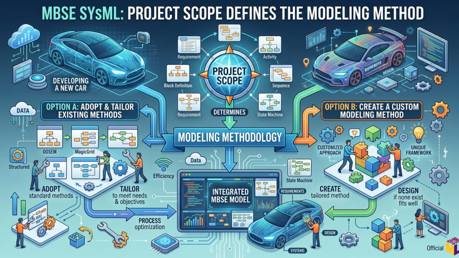Once we've nailed down that scope, it actually dictates the next big step: choosing the specific modeling method our team is going to follow. Now, we don't necessarily have to reinvent the wheel here. There are plenty of well-documented methods out there already. I'll show you shortly. Our team can easily just pick an existing one and tweak it to perfectly fit our exact goals and needs. But if none of those standard options feel quite right, we always have the freedom to build a completely custom method from scratch. We won't be diving into the nitty-gritty of how to do that in this particular video, but it's great to know we have that flexibility.